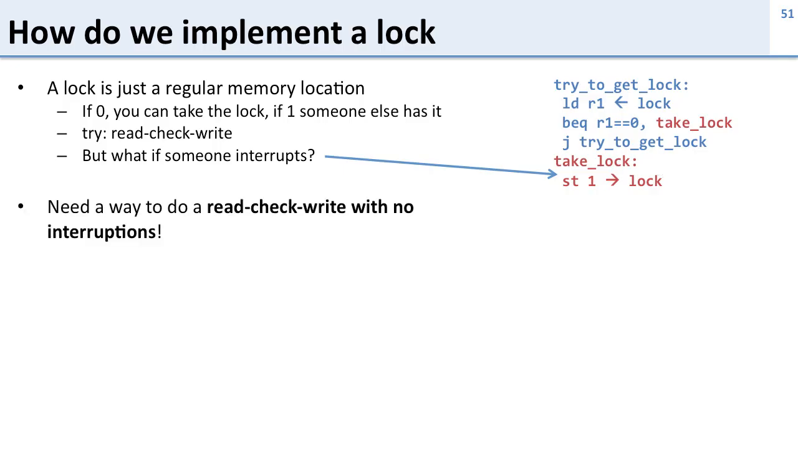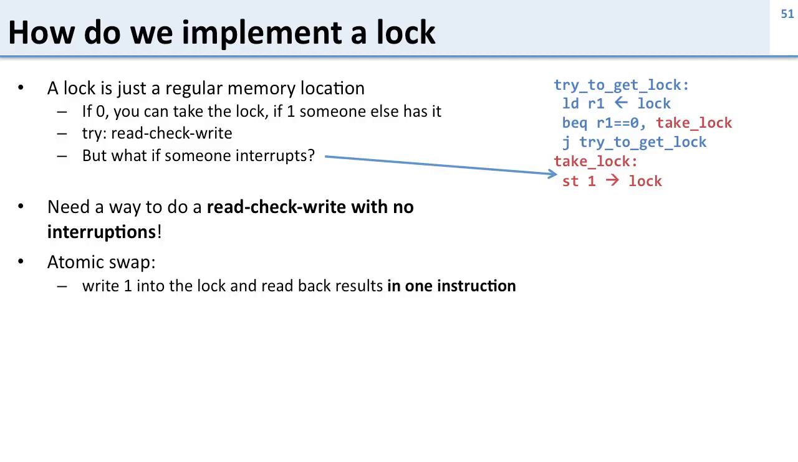So in order to make locks work, we need to modify the processor. We need to be able to do a read, check, and write with no interruptions. That is, we need one instruction that's both going to read the value that was previously in the lock and write in a new value and make sure that nothing can get in between those two read and write. The way this is typically done is with an atomic swap.